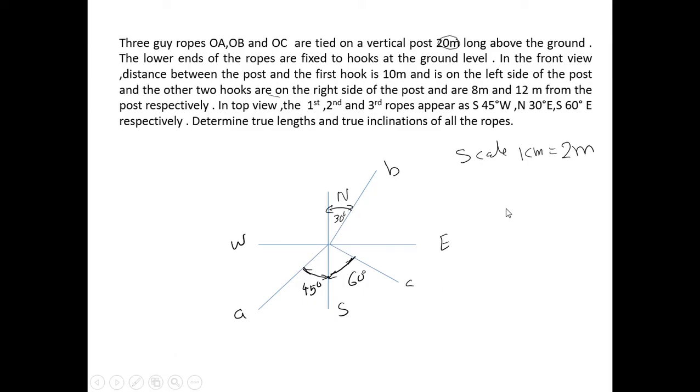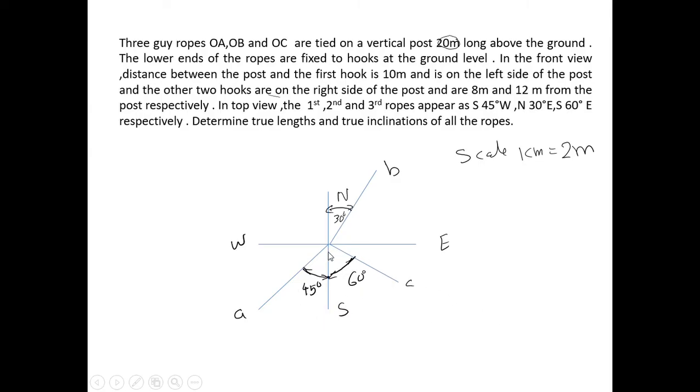The next one is from north 30 degrees towards east. From north you mark 30 degrees towards east, in the clockwise direction, and you can get the point B. The next one is from south 60 degrees towards east. This is east and this is south. From south 60 degrees towards east, so that is the point C.